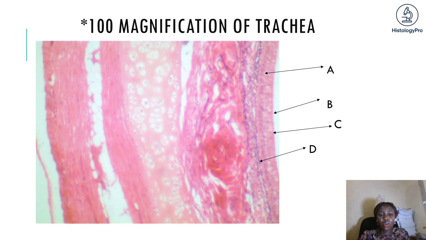This is a 100 magnification of trachea. I want you in the comment section to answer this quiz and give me the names of the following labels. A. What is it? B. What is it? C. What is it? D. What is it? Let's look at this and explain what they are.